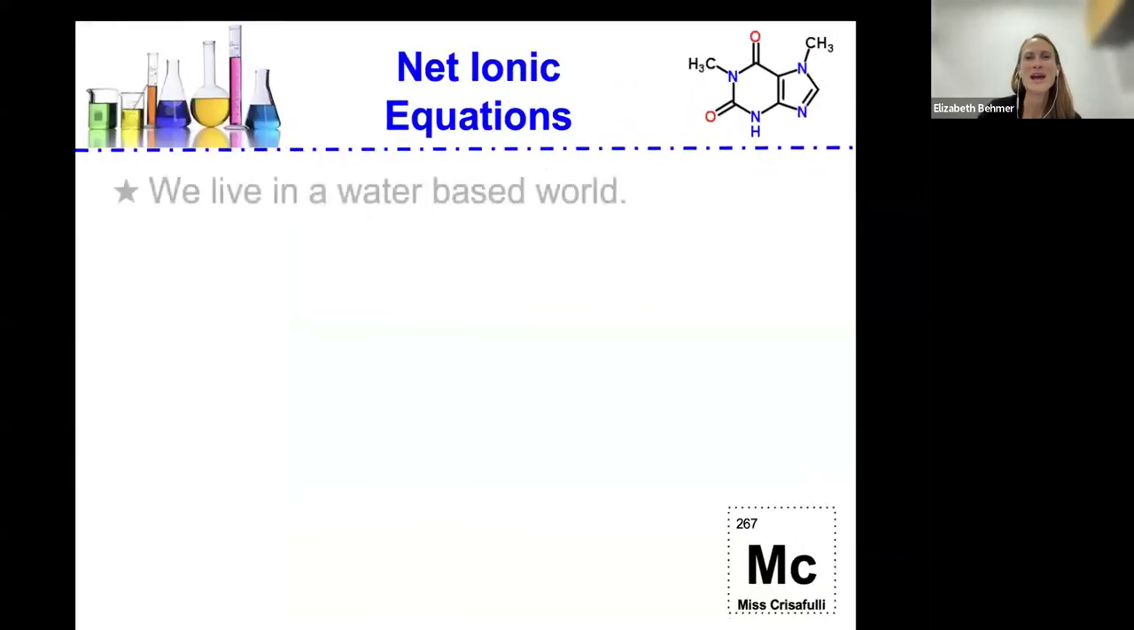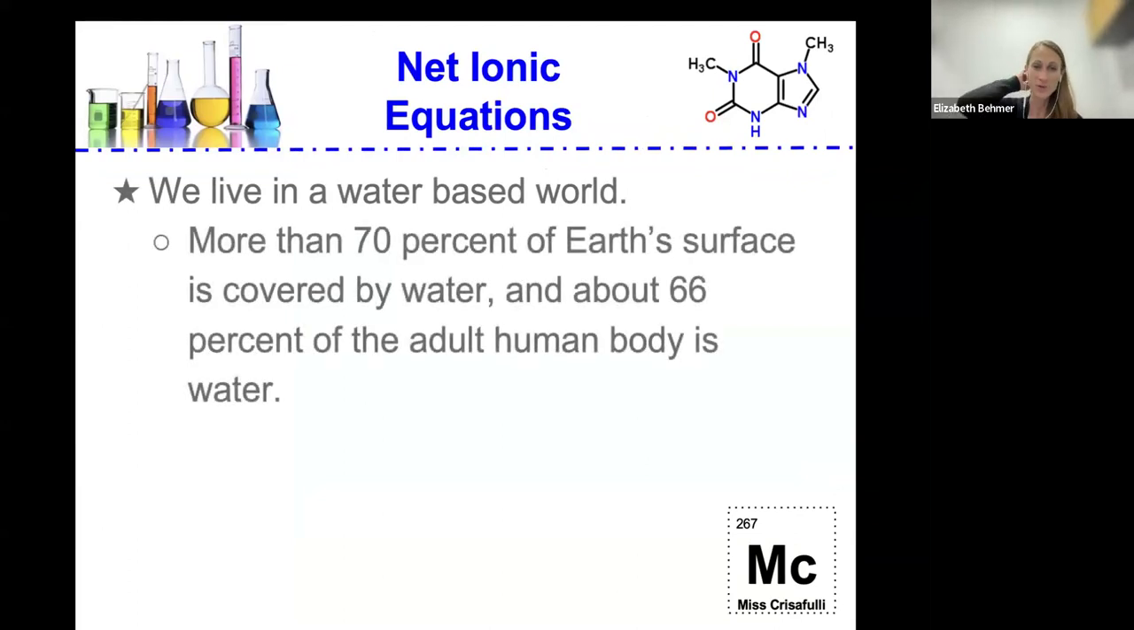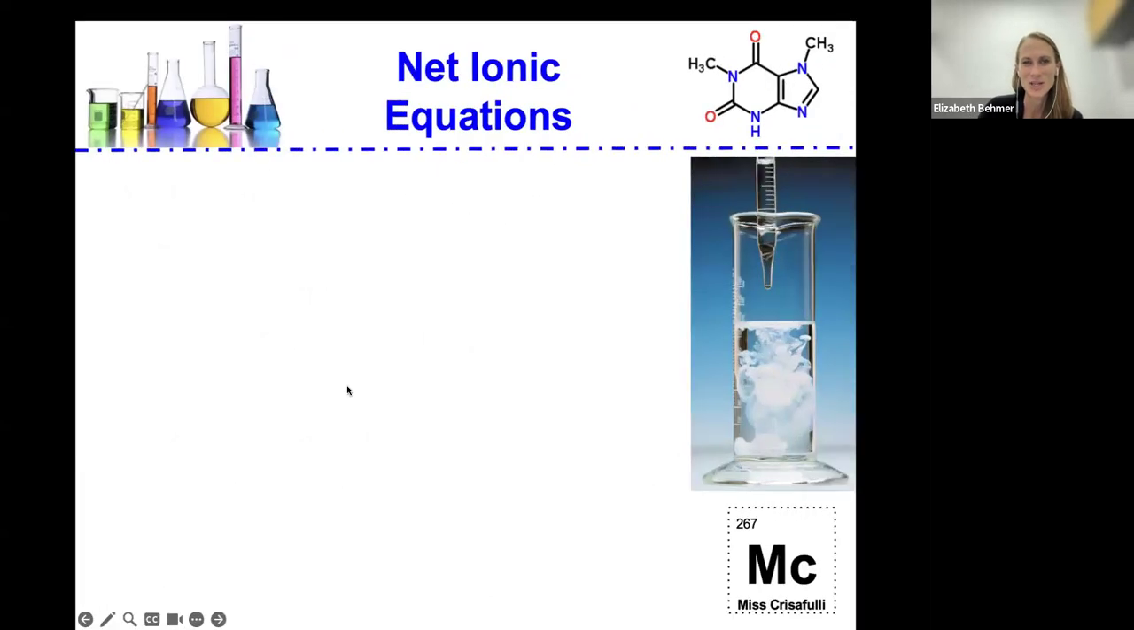All right, so net ionic equations. We live in a water-based world. As you all know, more than 70% of Earth's surface is covered by water, and about 66% of the adult human body is water. The most important chemical reactions take place in water in an aqueous solution. So water is incredibly important for chemistry, and that's why this section is all about reactions in an aqueous solution.